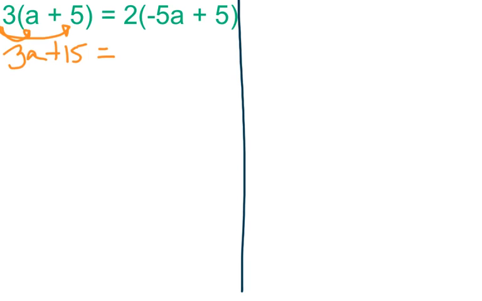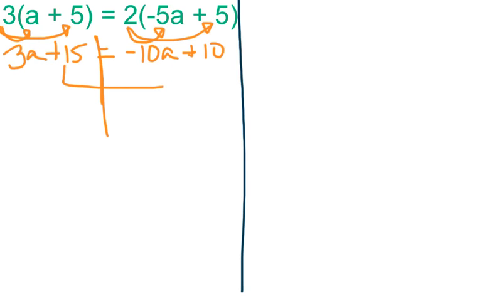parentheses. Okay, so we've got 2 times negative 5a. Deal with the numbers first. 2 times negative 5 is negative 10, and then the a can just kind of hang out and come along. And then we've got 2 times a positive 5, which means plus 10, because 2 times 5 is positive 10.